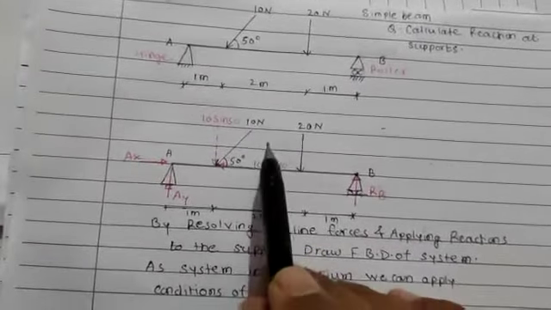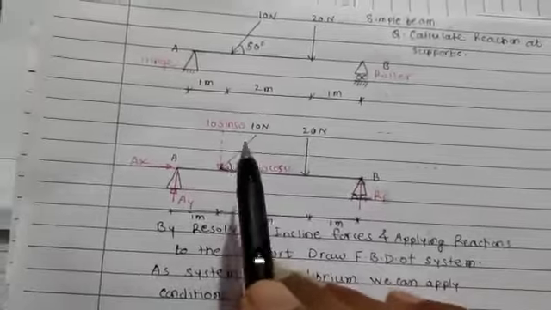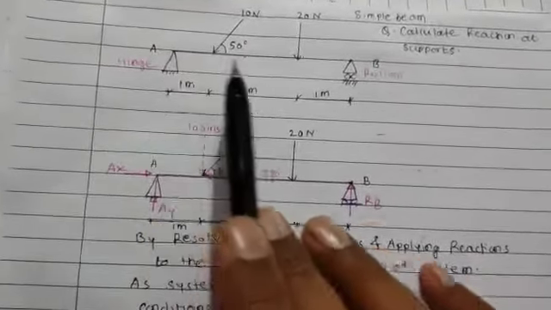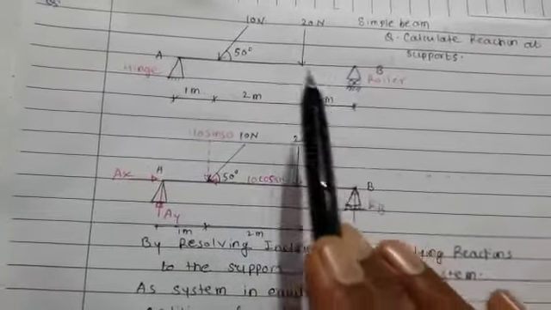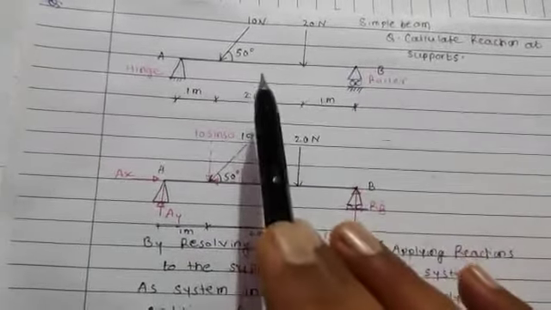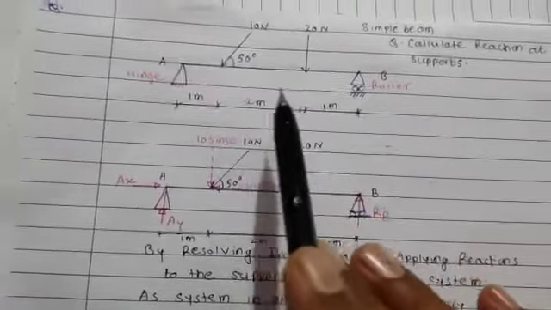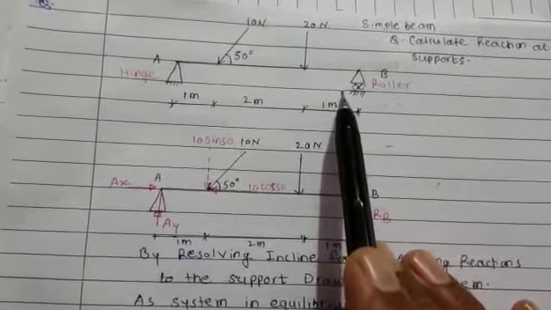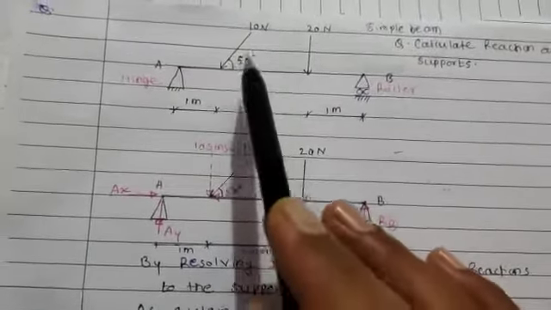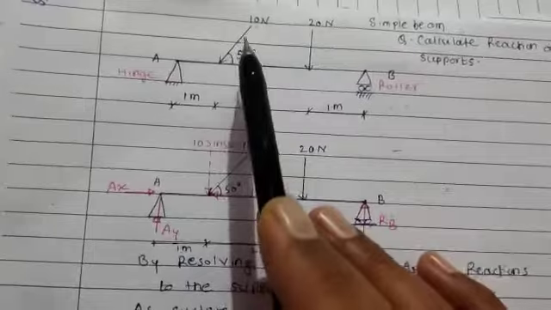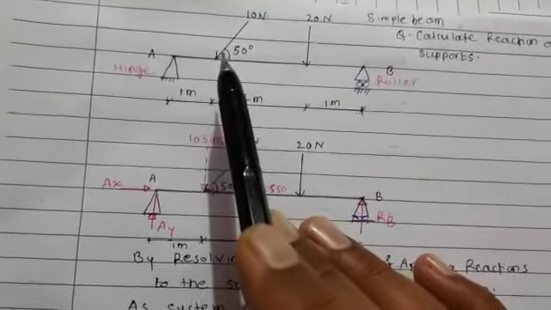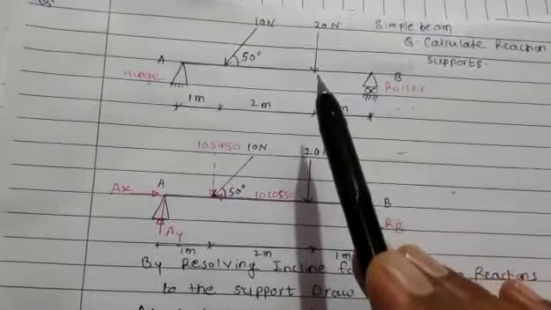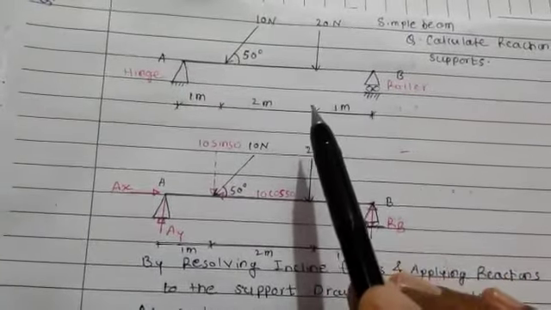So students, today we are going to study a beam with hinge support as well as roller support with the point load. So we have to calculate the support reactions at both ends. So here in this question we are having a 10 Newton load which is inclined at a 50-degree angle and 20 Newton force is in vertical direction.